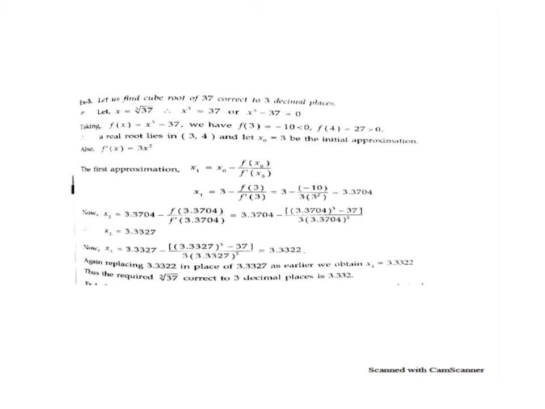The values are correct up to 3 decimal places, that is 3.332. And in the question it is also mentioned to find the value correct up to 3 decimal places. Therefore, what we can conclude here is that from x2 and x3 we obtain the value correct up to 3 decimal places, that is 3.332. Hence, we say the approximate root of the given equation is 3.332.